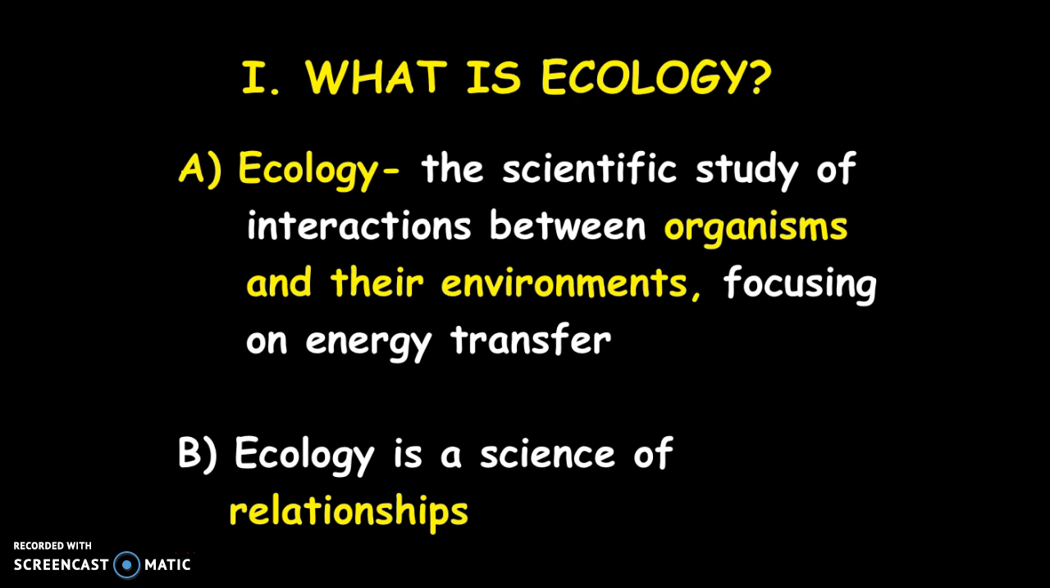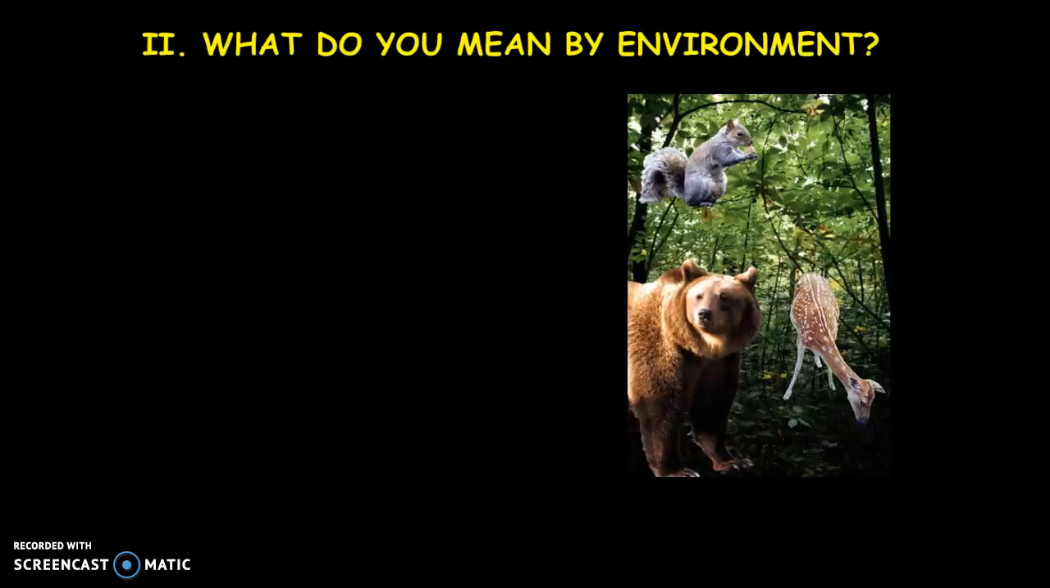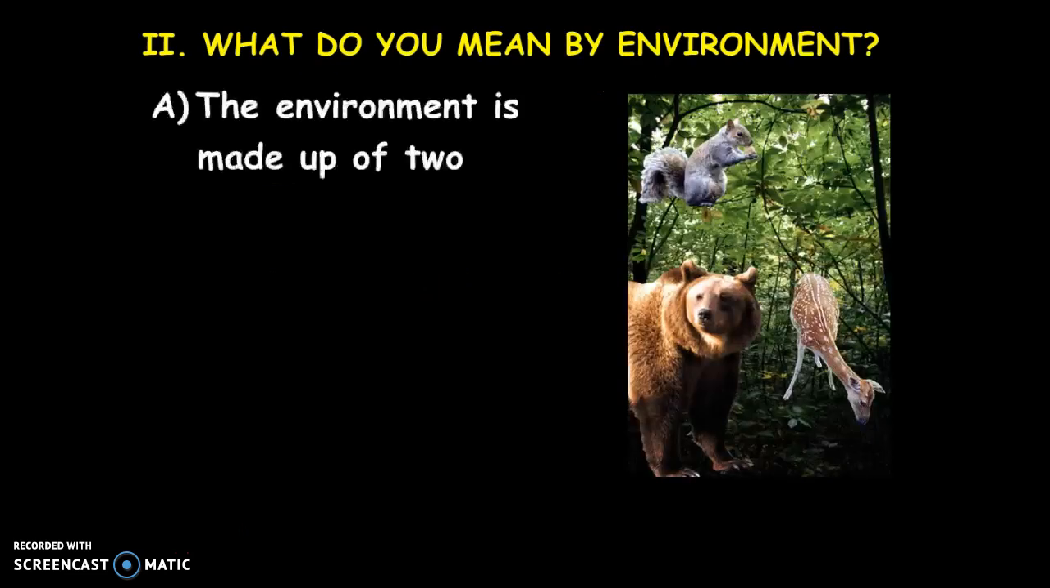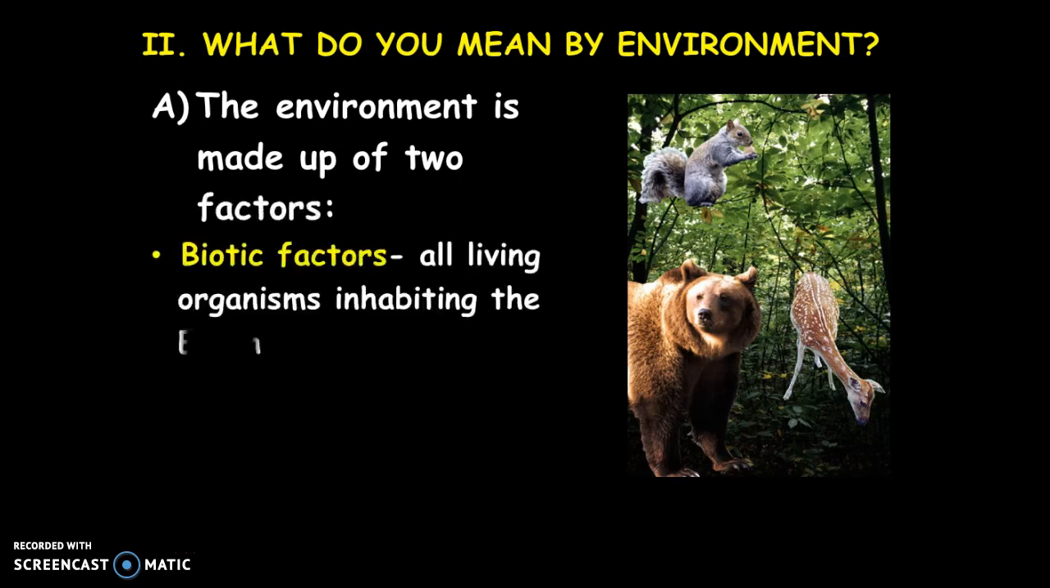So when we describe ecology as organisms and their environment, we are talking about their environment being comprised of two different factors. First we have biotic factors, just like that prefix tells you, bio meaning life. We're talking about all of the living organisms inhabiting the earth.